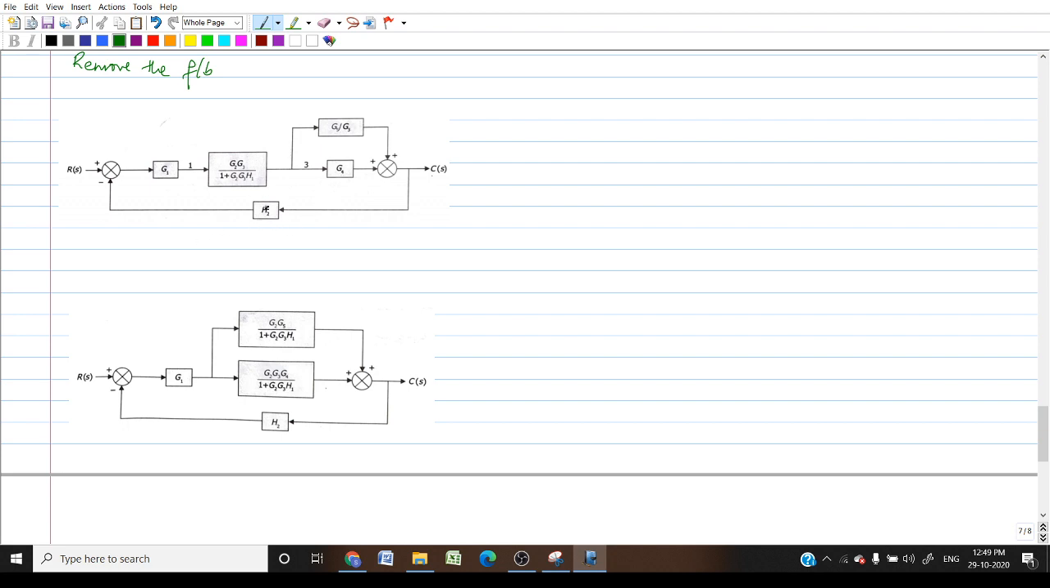So next step will be shifting the takeoff point. Now this takeoff point 3, this has to be shifted toward 1. So shift point 3 to point 1. So it is a takeoff point. When you do that, this block G5 by G3 will be multiplied by this takeoff because it is moving behind a block. So takeoff point is moving behind a block. So this is your resultant block diagram.